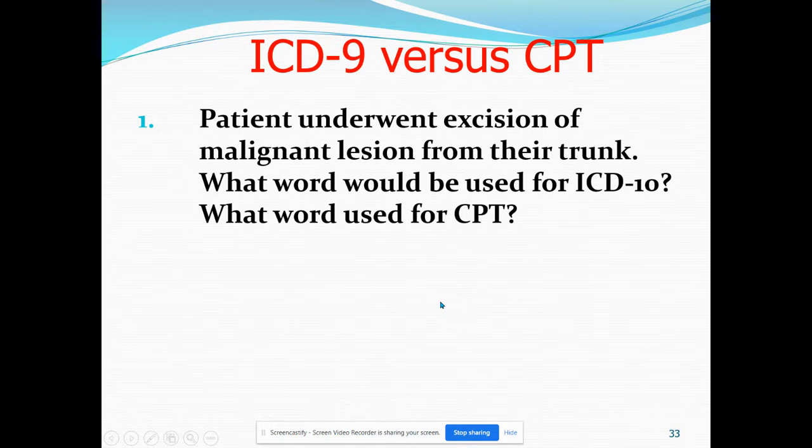Patient underwent an excision, which means to cut something out, of a malignant lesion, which means cancerous tumor, on the trunk of their body, on their chest or back. Which one gets the ICD? Which one gets a CPT? So between excision and malignant lesion, what's their diagnosis? The malignant lesion. So the ICD-10 would go for malignant lesion.